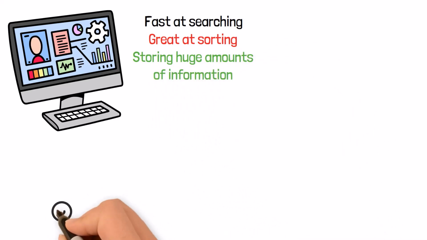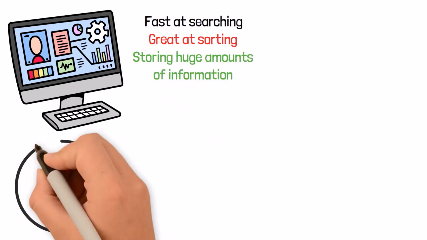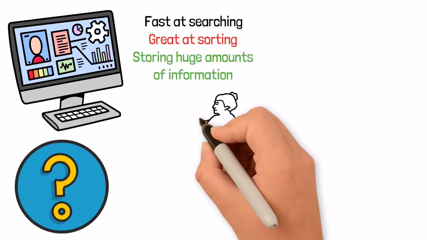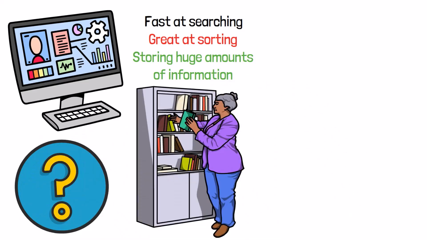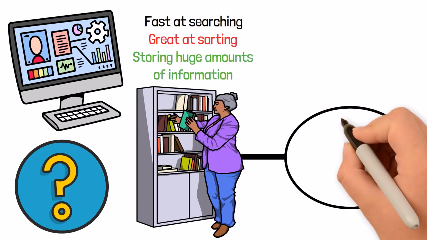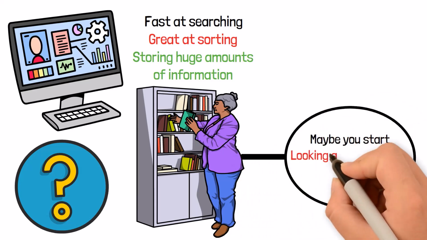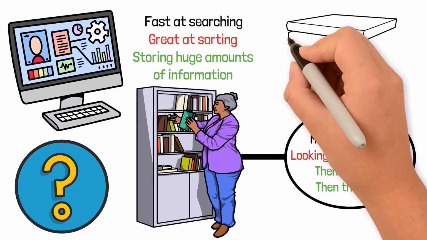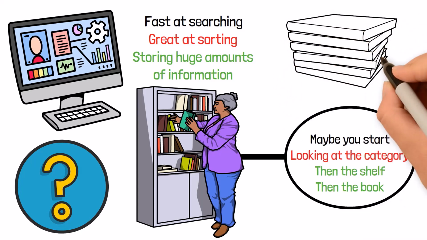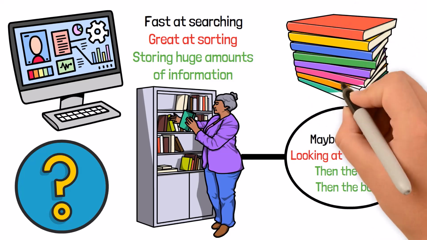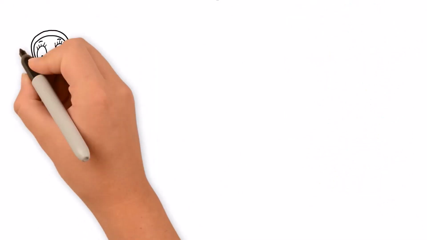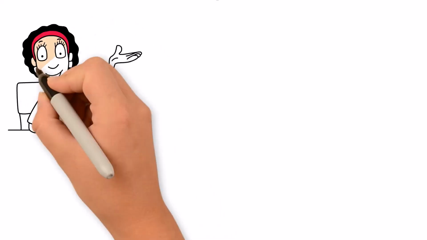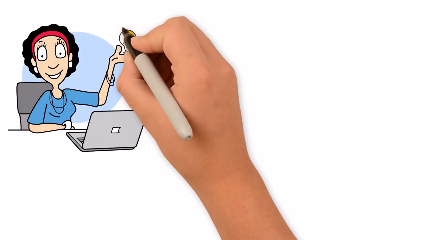So how do algorithms and data structures work together? Imagine you're finding a book in a big library. The algorithm is the way you search. Maybe you start by looking at the category, then the shelf, then the book. The data structure is how the books are arranged, maybe by subject or author or alphabetically. When you combine a good algorithm with a smart data structure, your solution becomes fast, easy, and powerful.